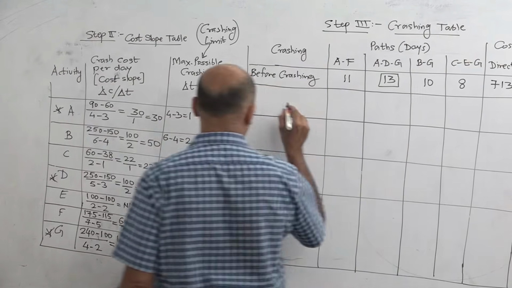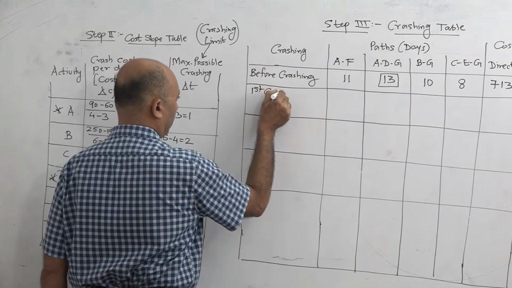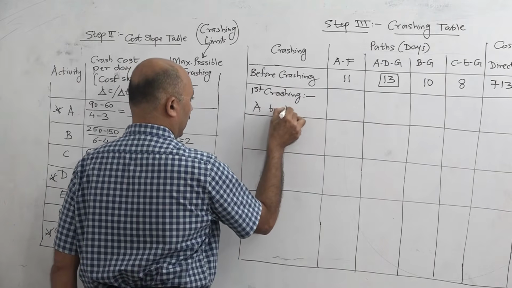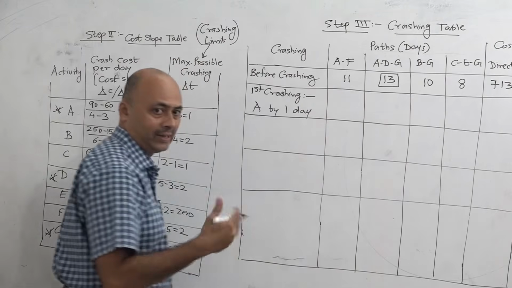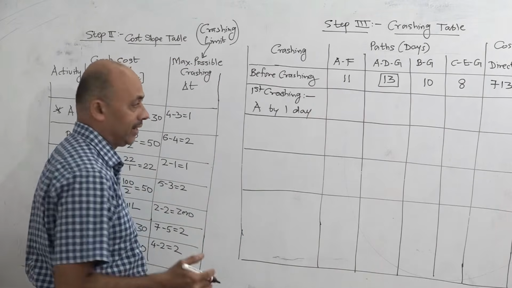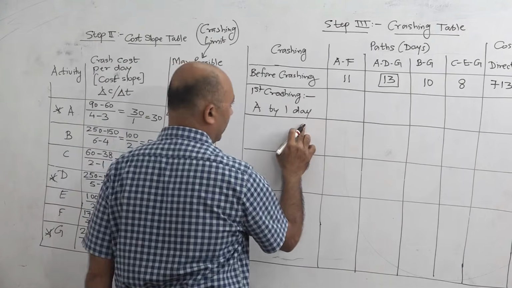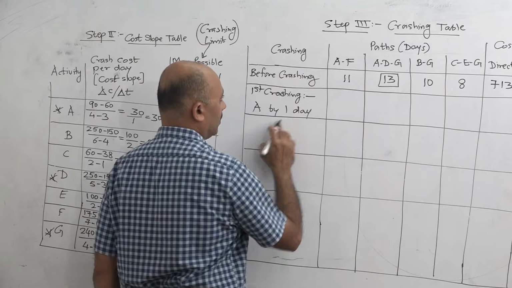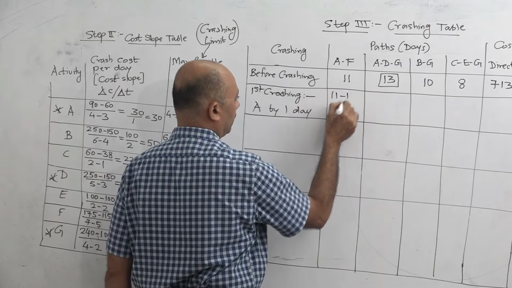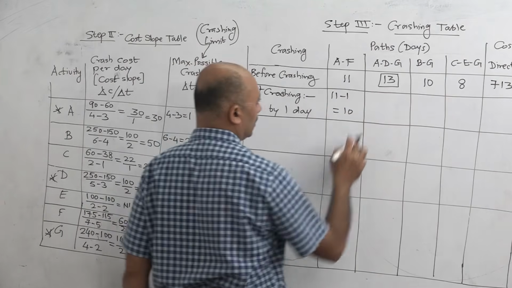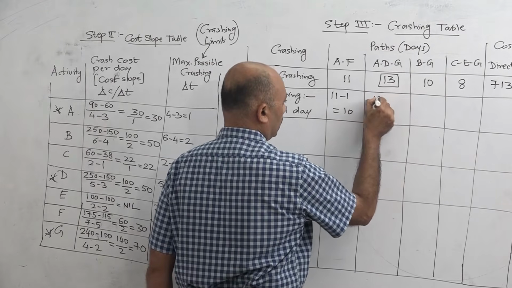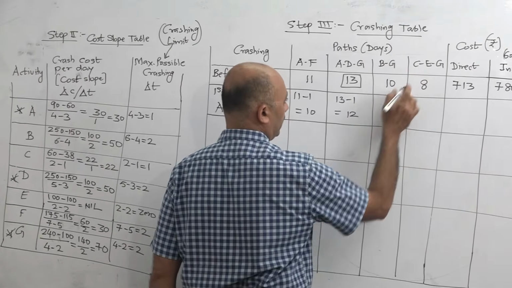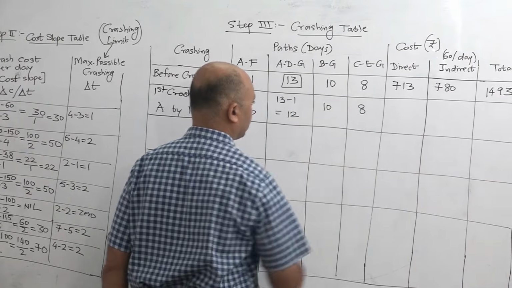Okay. So we will say here first crashing A by 1 day, and we should always crash by 1 day only at a time. That is what is called systematic crashing. So we are going to crash A by 1 day. So now wherever there is activity A, that path will reduce by 1 day. So here there is A, so it will become 11 minus 1, 10 days. Second is ADG, so this will become 13 minus 1, 12 days. This and this, there is no A here, so it will remain same.